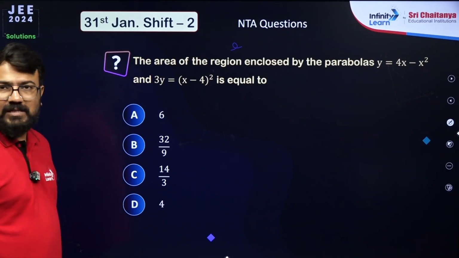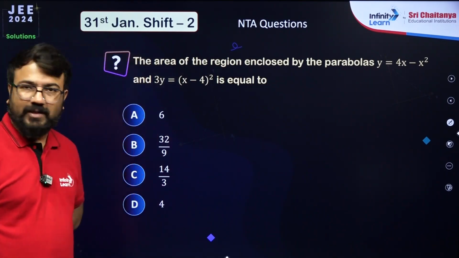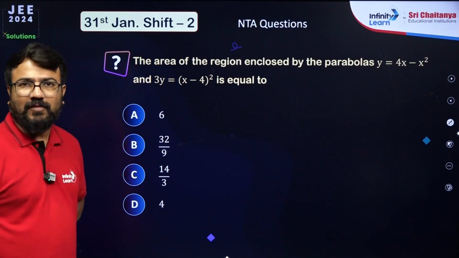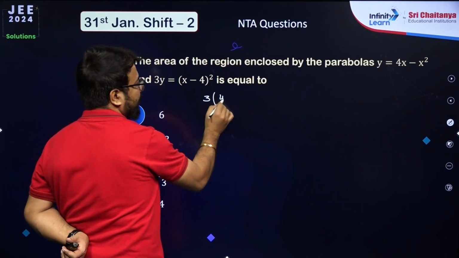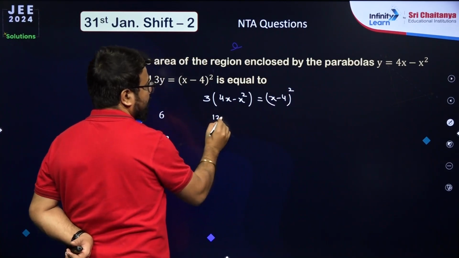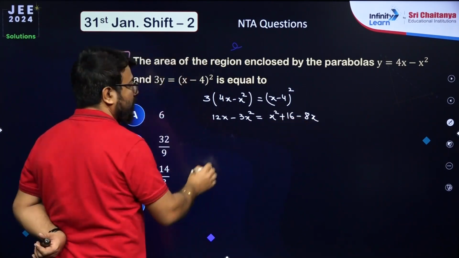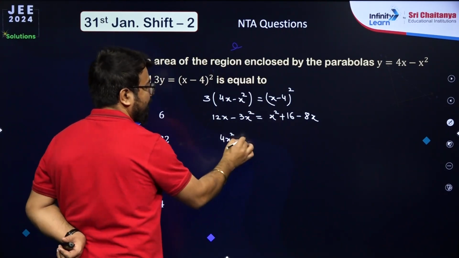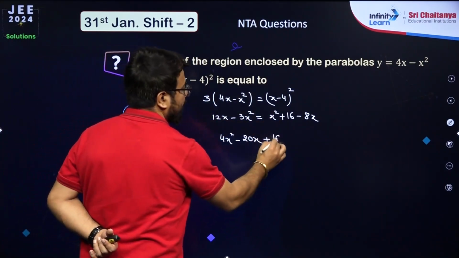Here there are two parabolas being given. One is a parabola having its concavity upwards, and the other is a parabola having its concavity downwards. First of all, we can find the point of intersection between these parabolas. Let us put the value of y here. It is 3 times (4x minus x square) equals (x minus 4) whole square. So it becomes 12x minus 3x square, and the right side is a square plus b square minus 2ab. This gives me 4x square, and then 12x and 8x when subtracted becomes 20x, because I am taking all the terms to the right hand side, and then plus 16 equals 0.